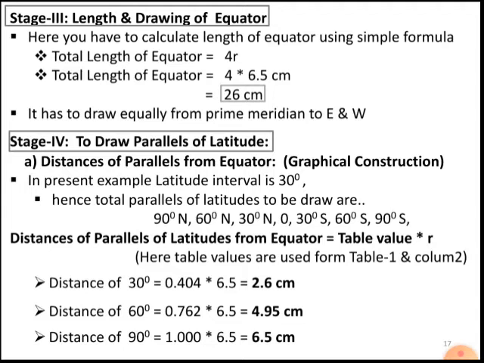So you must remember that 30 degrees is the interval of latitude, right? So by 30-degree interval of latitude, how many parallels do we have to draw? I think 3 in the north and 3 in the south hemisphere, right? So 30, 60 and 90. Okay, so you have to find out the distances of these latitudes from the equator.